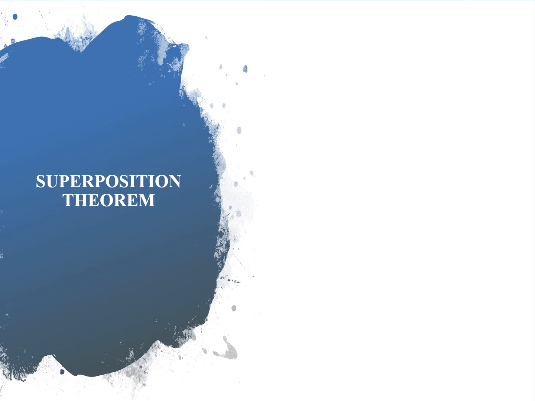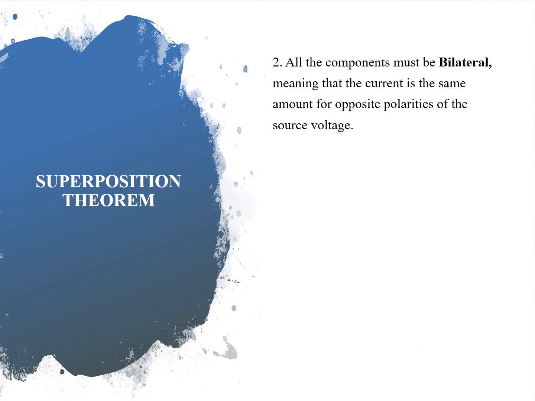The second condition is that all the components must be bilateral. Now, what is meant by bilateral? The current is the same amount for the opposite polarity of the source voltage. So the current magnitude should not change in a bilateral circuit.